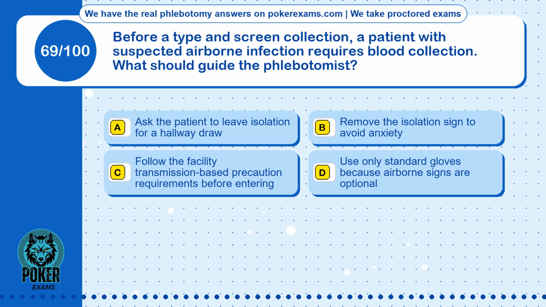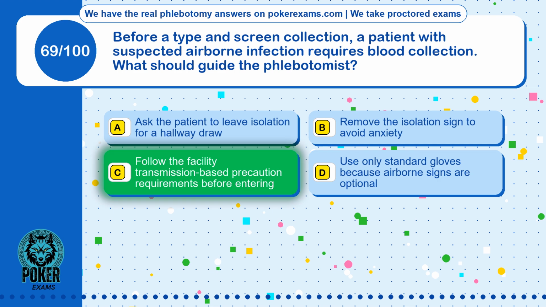Question 69. Before a type and screen collection, a patient with suspected airborne infection requires blood collection. What should guide the phlebotomist? Option A, ask the patient to leave isolation for a hallway draw. Option B, remove the isolation sign to avoid anxiety. Option C, follow the facility transmission-based precaution requirements before entering. Option D, use only standard gloves because airborne signs are optional.